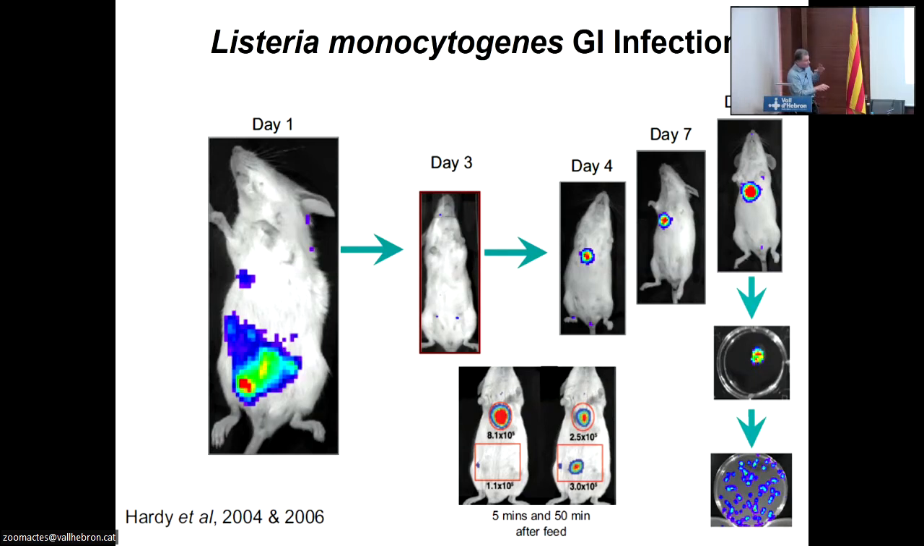And so you can actually show, it's like a Koch's postulate, you can show you put the bacteria in, and then you can take them out several days later, showing that they are the bacteria that you put in, and that they basically move around in the animal over time.